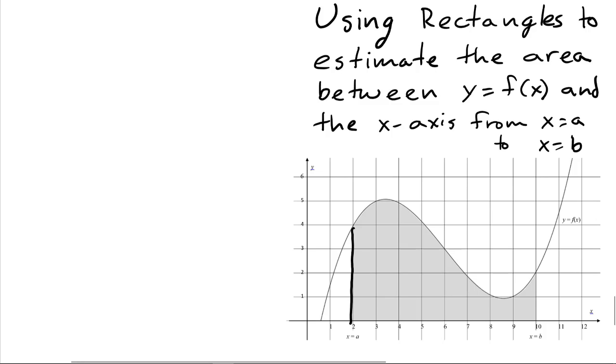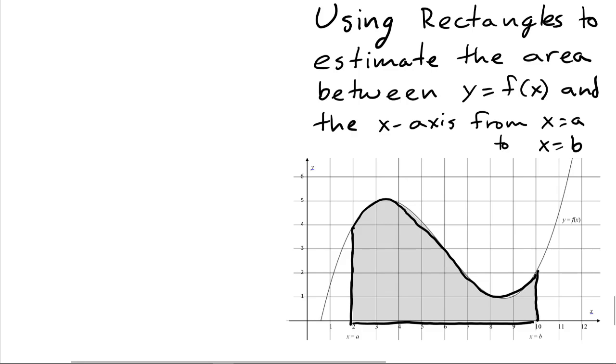The two sides at x equals a, I'm using a equals 2 in this example, and x equals b, I'm using b equals 10, are vertical lines, so they're straight, they're parallel to each other, and they meet the x-axis at right angles. So we have three sides of a rectangle. The fourth side, however, is the curve, y equals f of x. So that's not straight, it's not perpendicular to the vertical sides, and it doesn't form a rectangle.